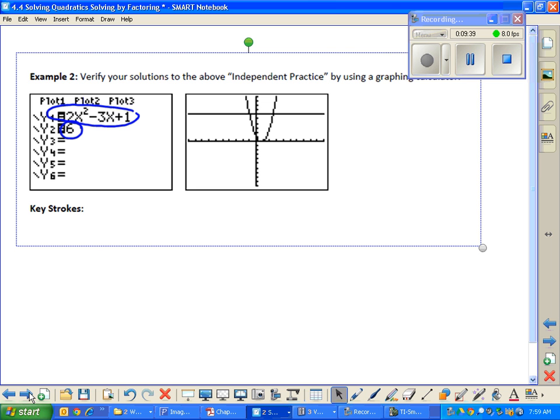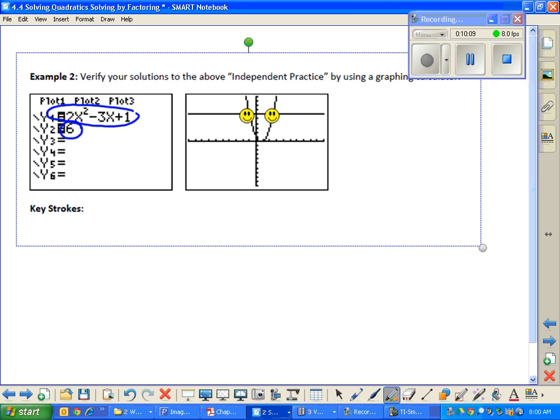What's interesting is when we set one side of an equation equal to another, what we're actually trying to find is the places where these graphs intersect, right? Think back to our unit on systems of equations. We're ultimately just trying to find places where these two things meet. Y equaling 6, that's a horizontal line, and 2x squared minus 3x plus 1 is the parabola. What we're actually finding when we solve by factoring is just the place where these two things meet each other.